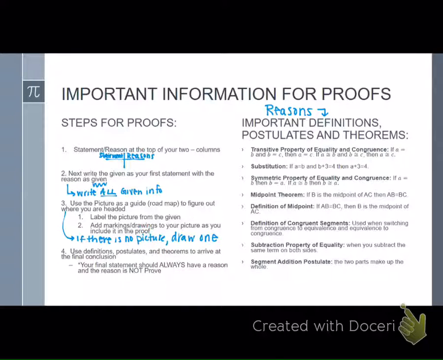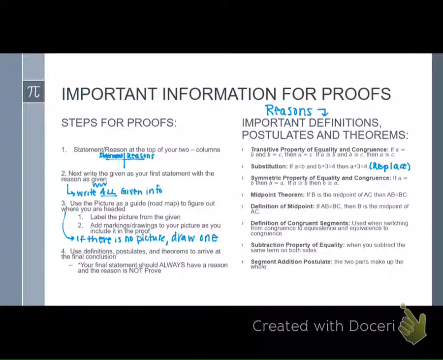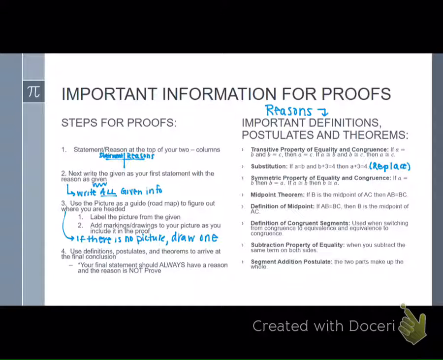Substitution. If A is the same thing as B and B plus 3 is 4, then A plus 3 is 4. Because A and B are the same, you can replace B and A with each other. So when you think substitution, it might help to think replace. If you can replace it with something that is the same, that is substitution. The symmetric property of equality and congruence: if A equals B, then B equals A. Or if A is congruent to B, then B is congruent to A. Just switching over the symbol, whether it be equality or congruence.